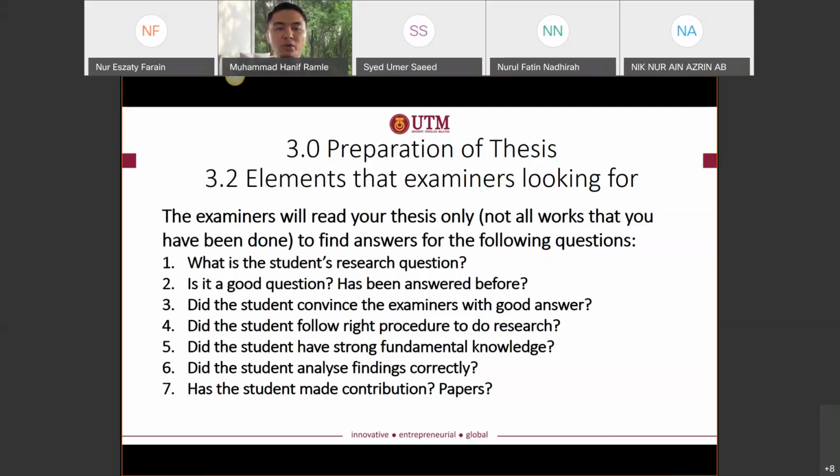And the last one, has the student made a contribution? Yes. The panel, the examiner will ask about the contribution. How many papers have you published? In which journal? What Q? Q1, Q2, Q3, or only Scopus? If not even Scopus, then yeah, you can imagine.